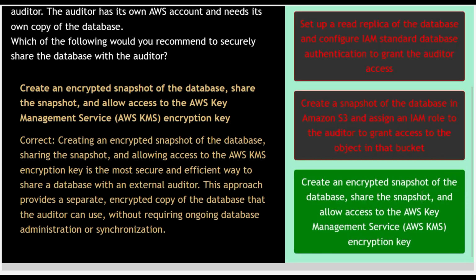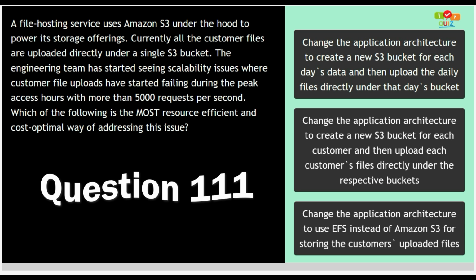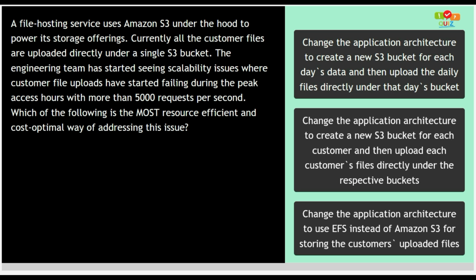Let us go to the next question. A file hosting service uses Amazon S3 under the hood to power its storage offerings. Currently, all the customer files are uploaded directly under a single S3 bucket. The engineering team has started seeing scalability issues where customer file uploads have started failing during the peak access hours with more than 5,000 requests per second. Which of the following is the most resource efficient and cost optimal way of addressing this issue?